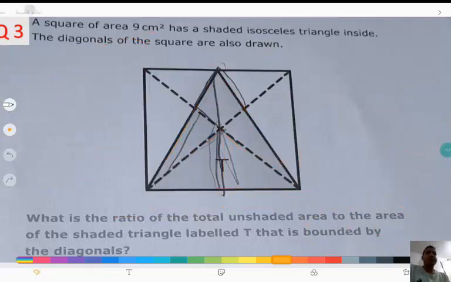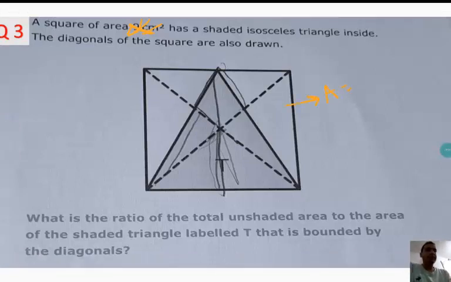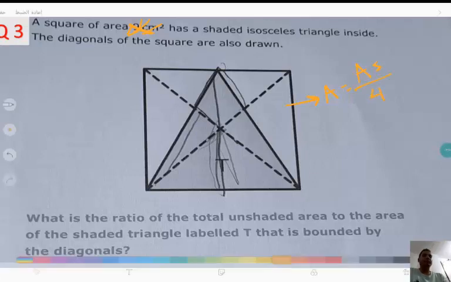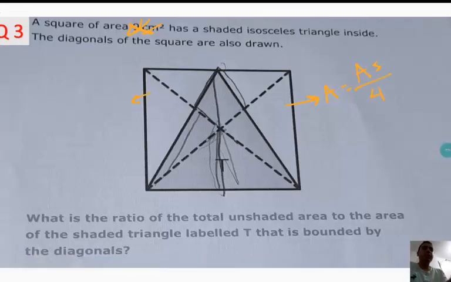We can solve this question without using the area of the square. How? We know A1 is A squared divided by 4, a fourth of the total area. A2 is A squared divided by 4 as well. AT equals A squared divided by 4. That means A1 plus A2 equals half A squared.